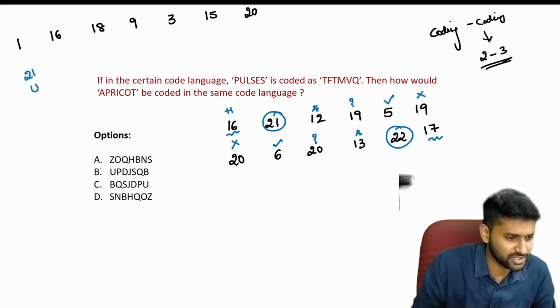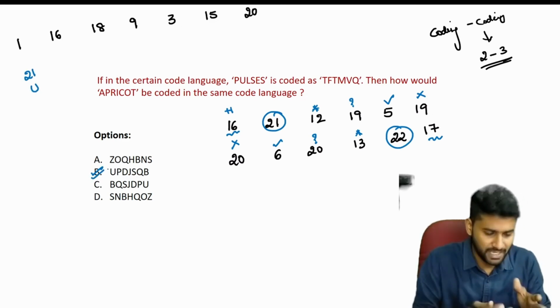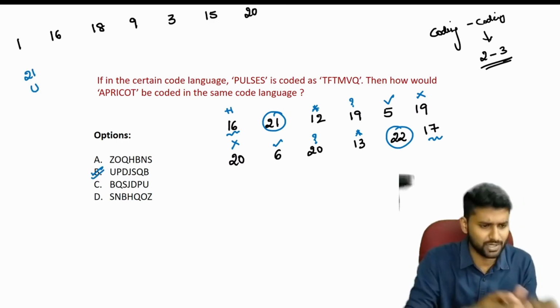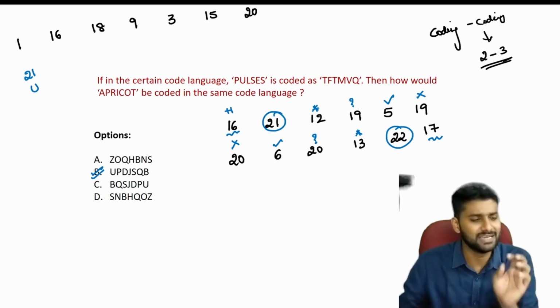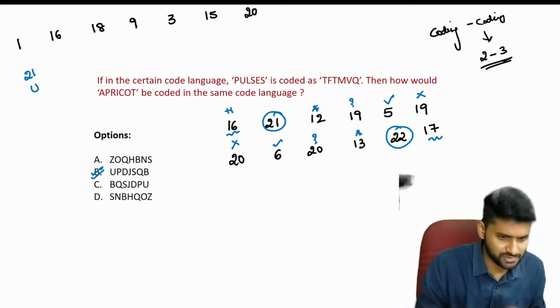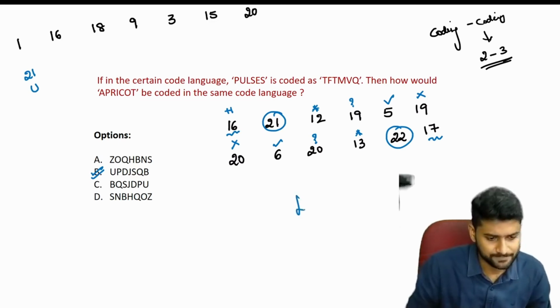What is the 21st letter? U. We have only one option, guys. If you have multiple options with the same letter, you can concentrate on the remaining letters. If you have a single letter, don't waste your time. Directly choose your option. So hope you understand the logic, guys.